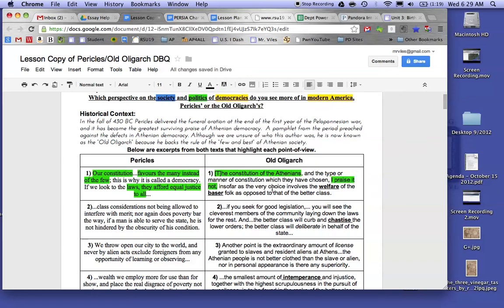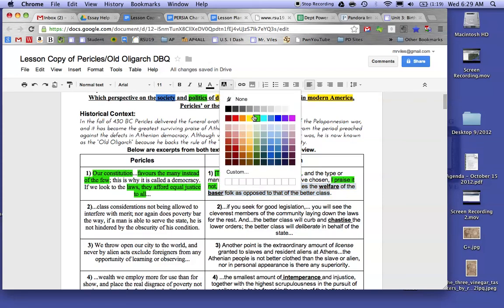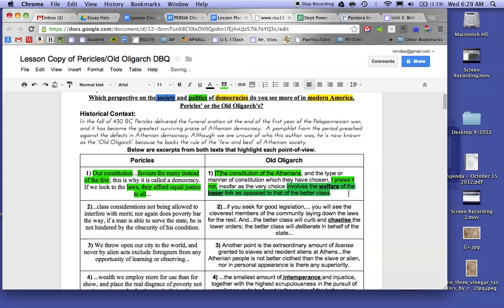Now, he says, the Constitution, I do not like it. Why doesn't he like it? Well, insofar as the very choice involves the welfare of the baser folk as opposed to that of the better class. Well, the reason he doesn't like it is because it involves the welfare of the baser folk as opposed to the better class. And I'll highlight that as well. Now, that is political, he's talking about the politics because he's talking about the Constitution.